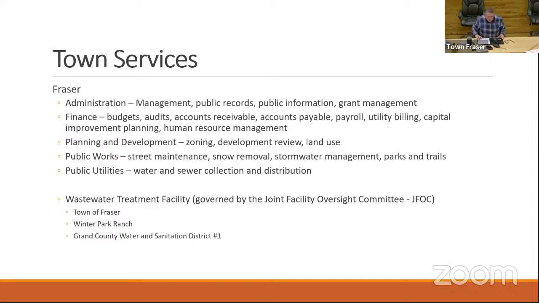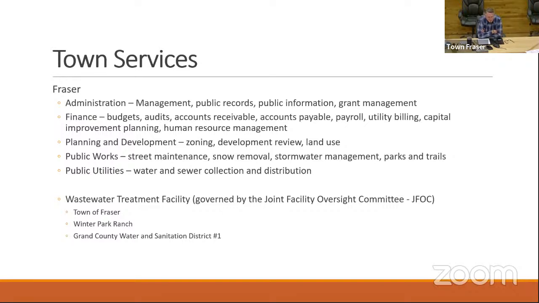Public Works is responsible for street maintenance, snow removal, stormwater management, parks, trails maintenance, and so forth. And our public utilities manage the water and sewer collection and distribution system in our town. We also have one other service that I'd like to touch on, and that's our wastewater treatment facility.